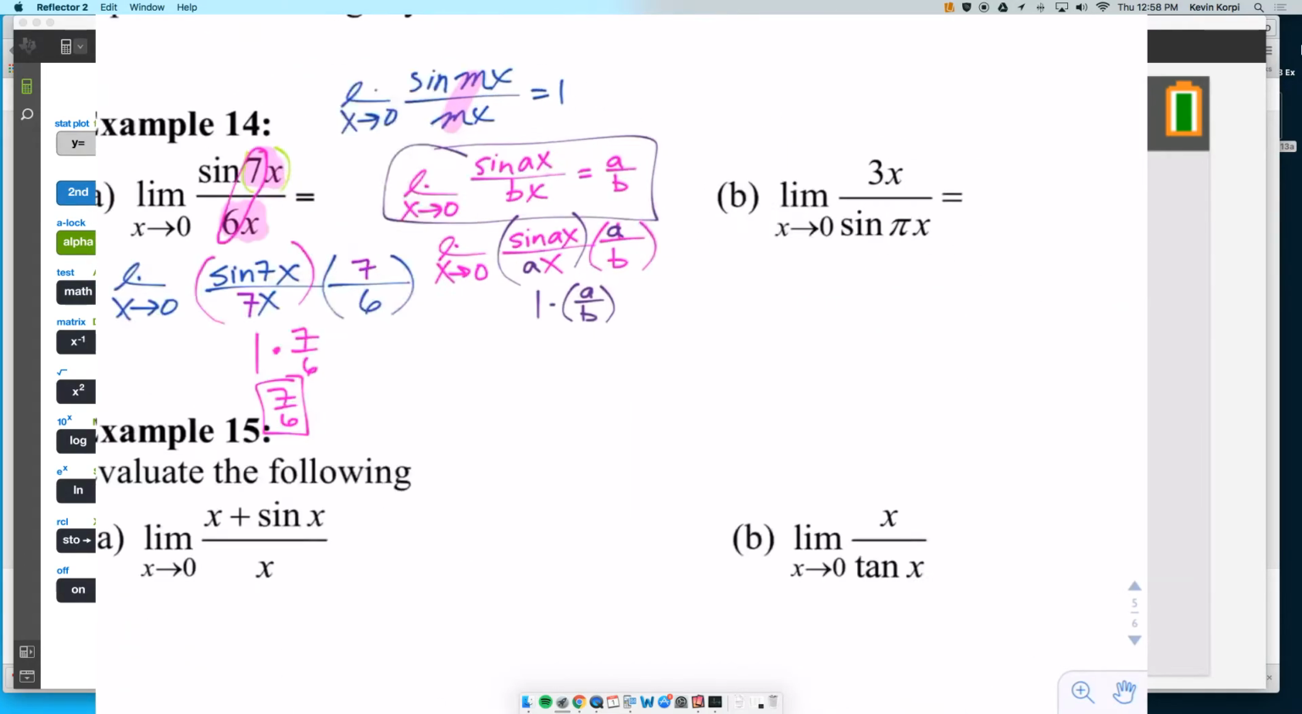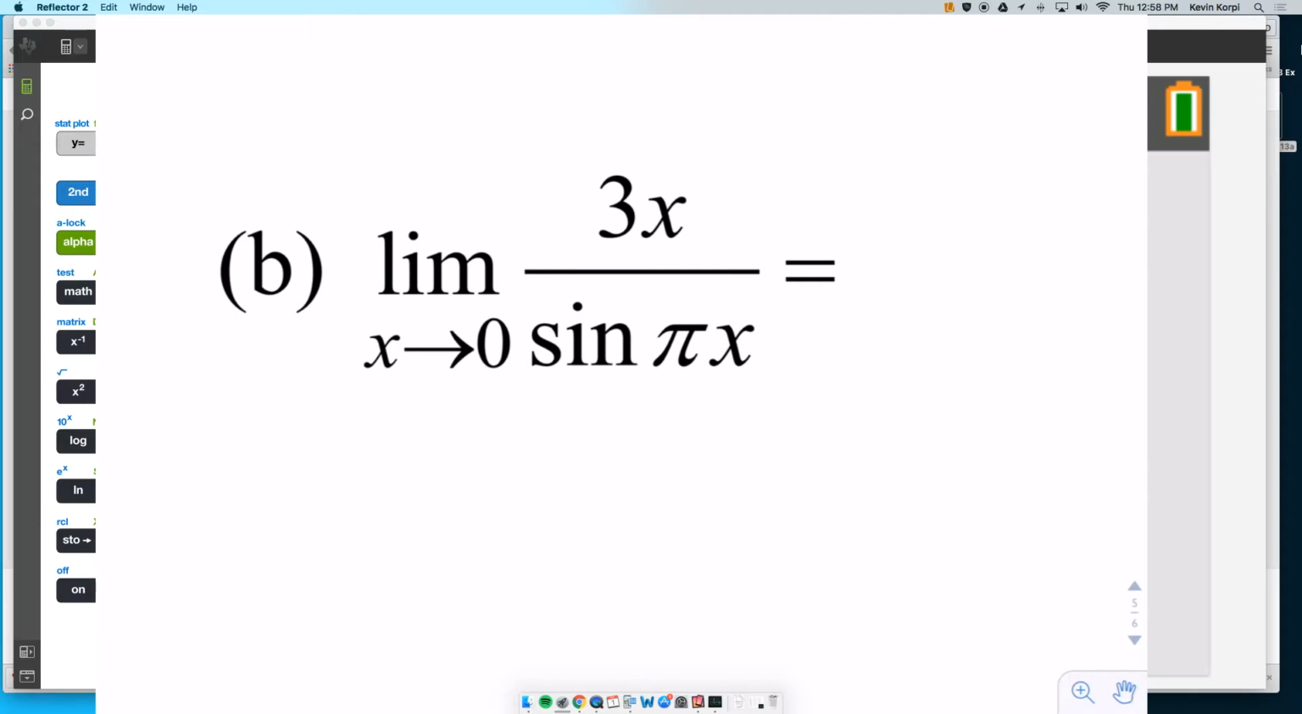Okay, good. Letter B. Limit as x goes to 0 of 3x over sine of pi x. Direct sub gives you 0 over 0.